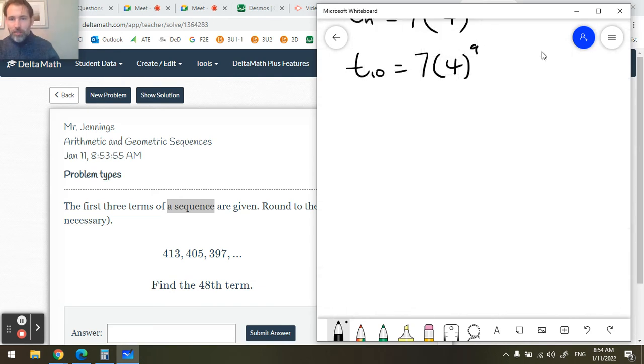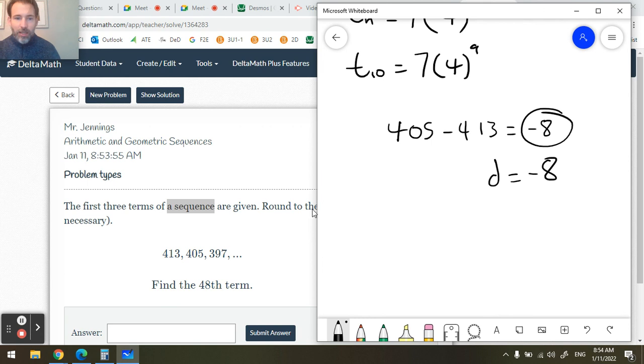And I say, well, here I have 405 is the second term, and I'm going to subtract 413, and that's going to give me negative 8. Okay, that's my difference is negative 8. And I can also check this one, minus 8 does give me that one. So my general term here is equal to 413 plus n minus 1 times negative 8. Okay, I've been asked for the 48th term.